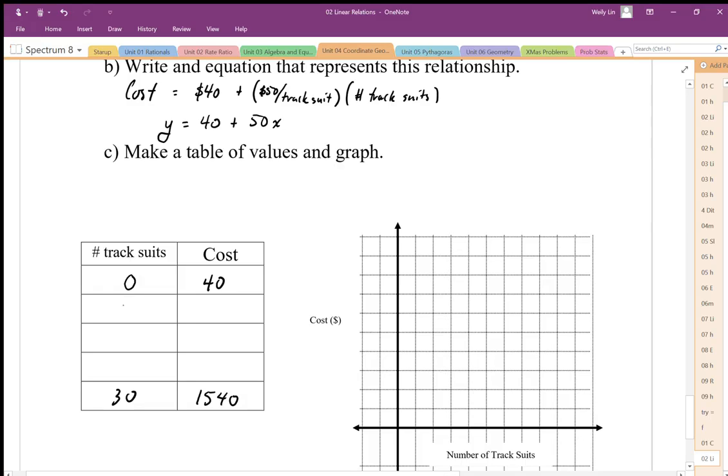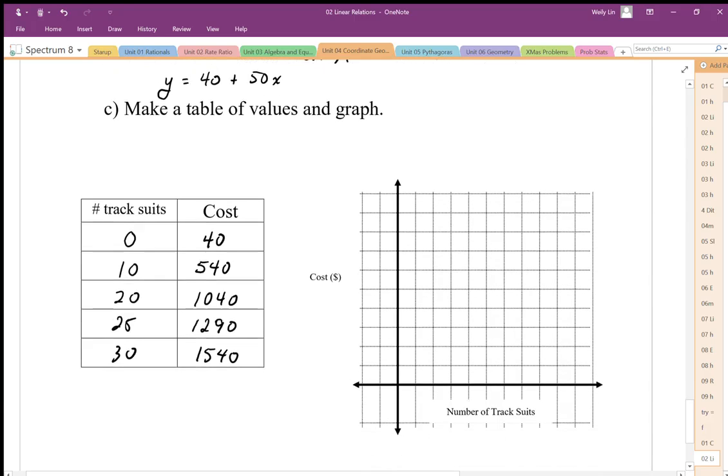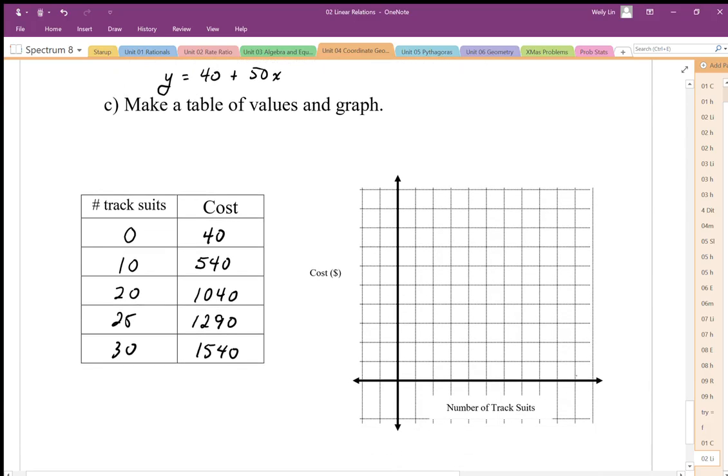So maybe I'll put in a few other numbers here, 10, 20, 25. 10 tracksuits will cost $500 plus 40, so $540. 20 tracksuits will cost us $1,000 plus the $40. 25 tracksuits will cost $1,250 plus the $40.